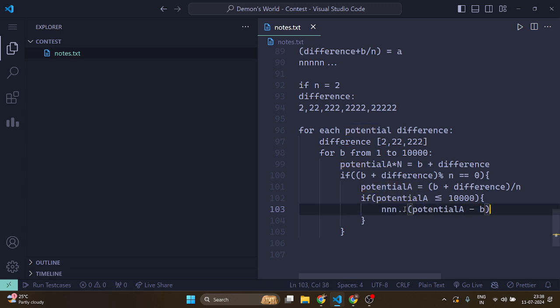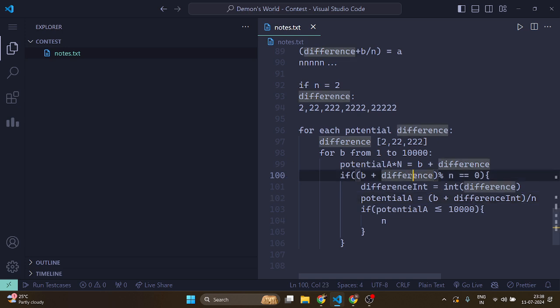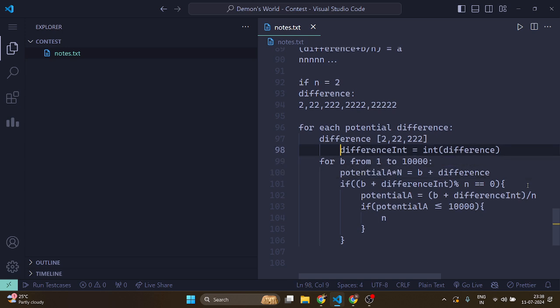Now how would I check that? I have this difference, so this is the difference string, right? Before applying it, I will convert it to difference integer. I'll typecast it and use difference int here for better understanding, and I'll typecast it outside. Okay, now this makes sense.